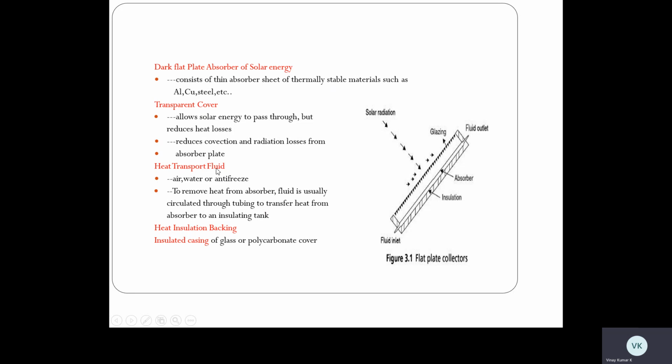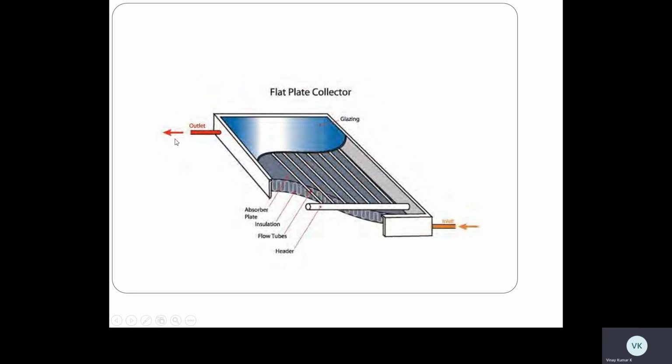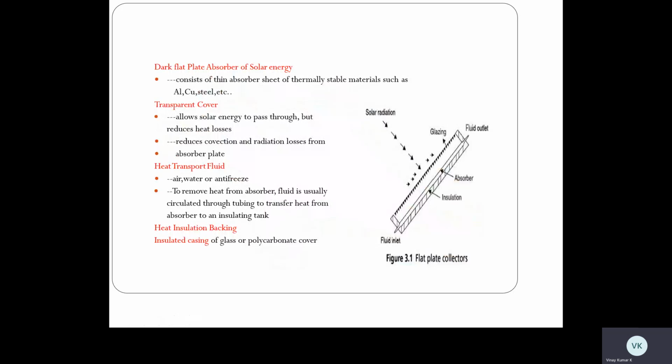Then the heat transport fluid. Here a fluid will be passing through these tubes, and the fluid will get out from the outlet. What are the main components of the fluid? What are the main chemicals that we can use? Air can be used as a fluid, or water or anti-freezing elements. Air, water or anti-freezing elements can be used as heat transport fluids, in order to remove the heat from the absorber.